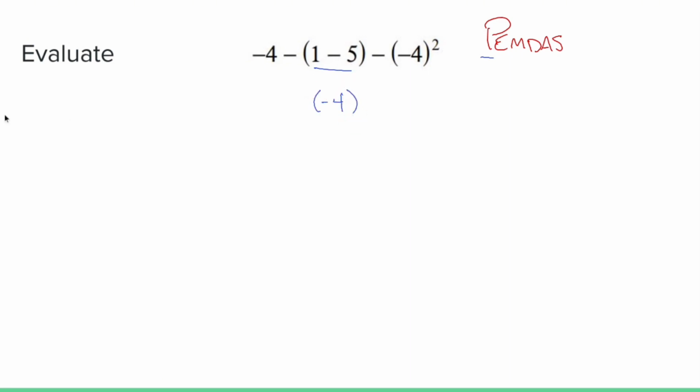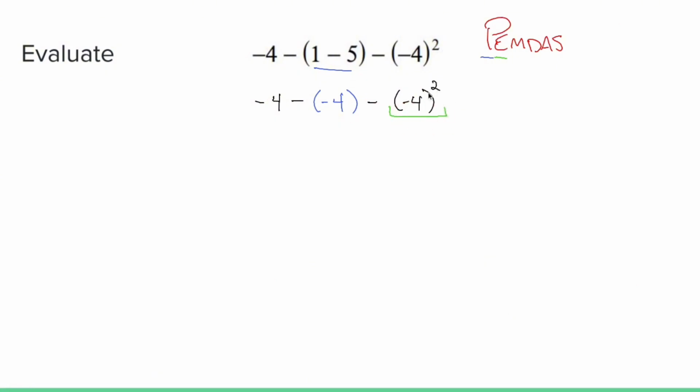So now you drop down -4. Everything else comes along for the ride. -4 minus -4 squared. Lots of -4s in this guy. That's all right. It's all good. Second thing we're going to do is exponents. Okay, we have one exponent and it lives right there.